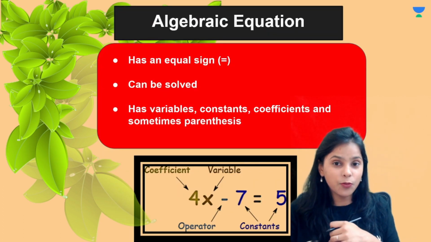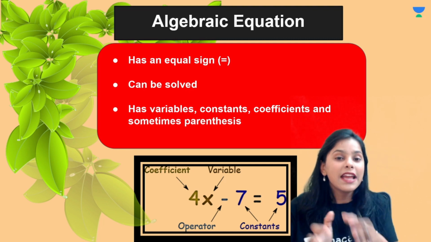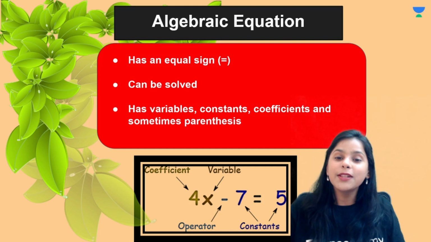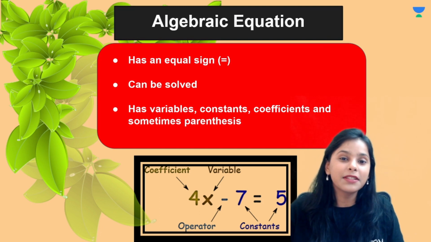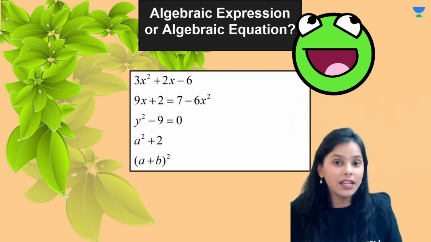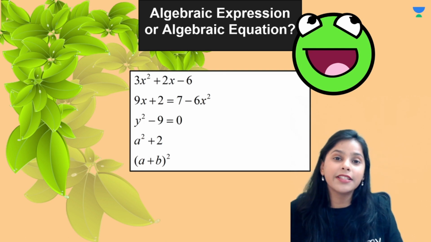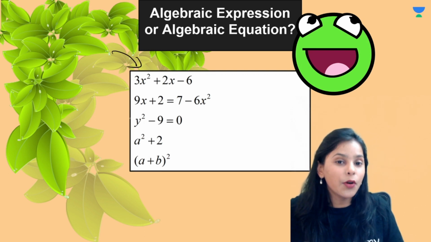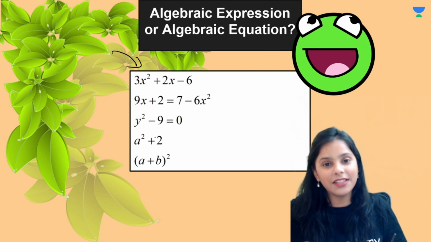So some facts about an algebraic equation: it has an equals to sign, it can be solved, it has variable, constant, coefficient, and sometimes parenthesis. Now guys, it comes up to me: algebraic expression or algebraic equation? So you need to tell me the answer for all the questions in the comment section also.